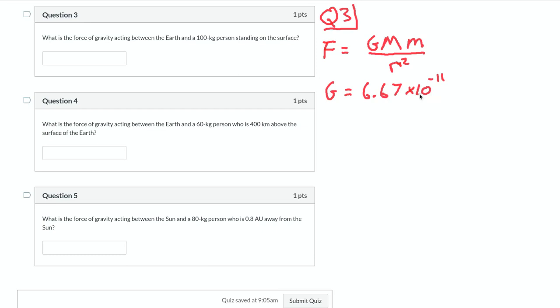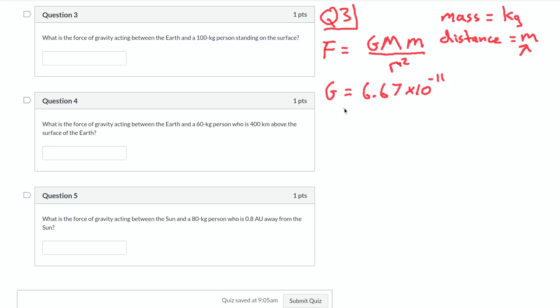Now this constant only works if the mass is in kilograms, which it always will be, so you don't have to worry about that, and if the radius or distance, I'll say, is in meters. And that will not always be the case. I might sometimes tell you that the distance is in kilometers, or I might give you a distance in astronomical units. And you're going to have to make sure that the distance you're plugging into the equation is in meters. Okay, so let's keep going here.